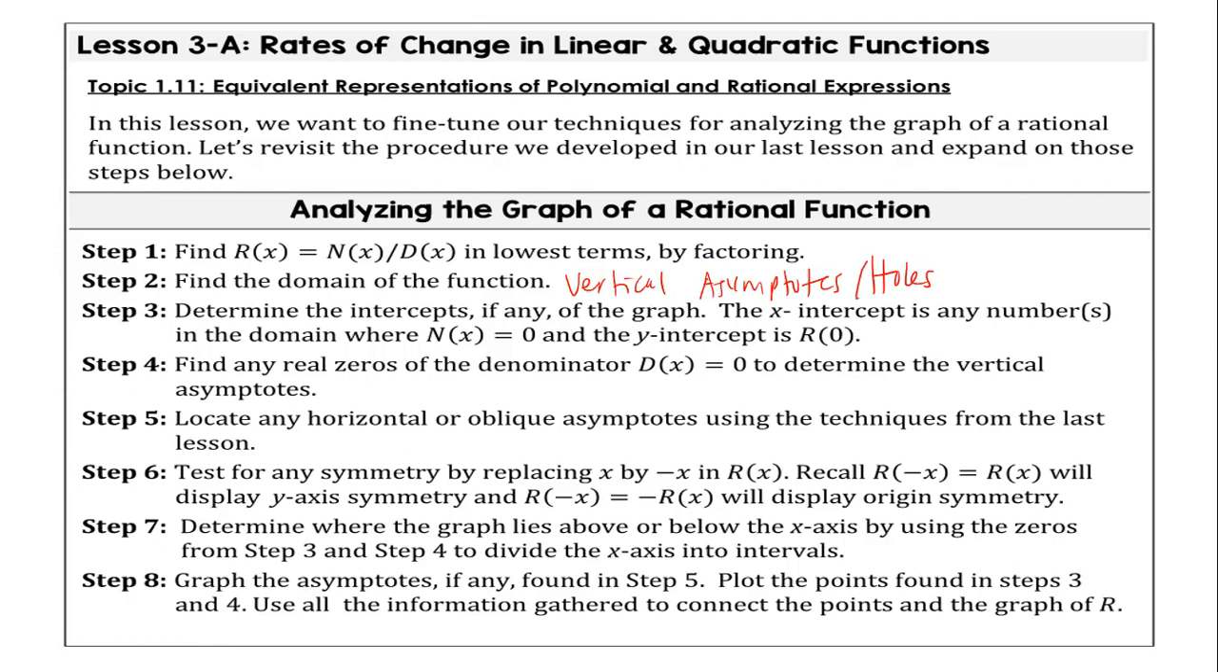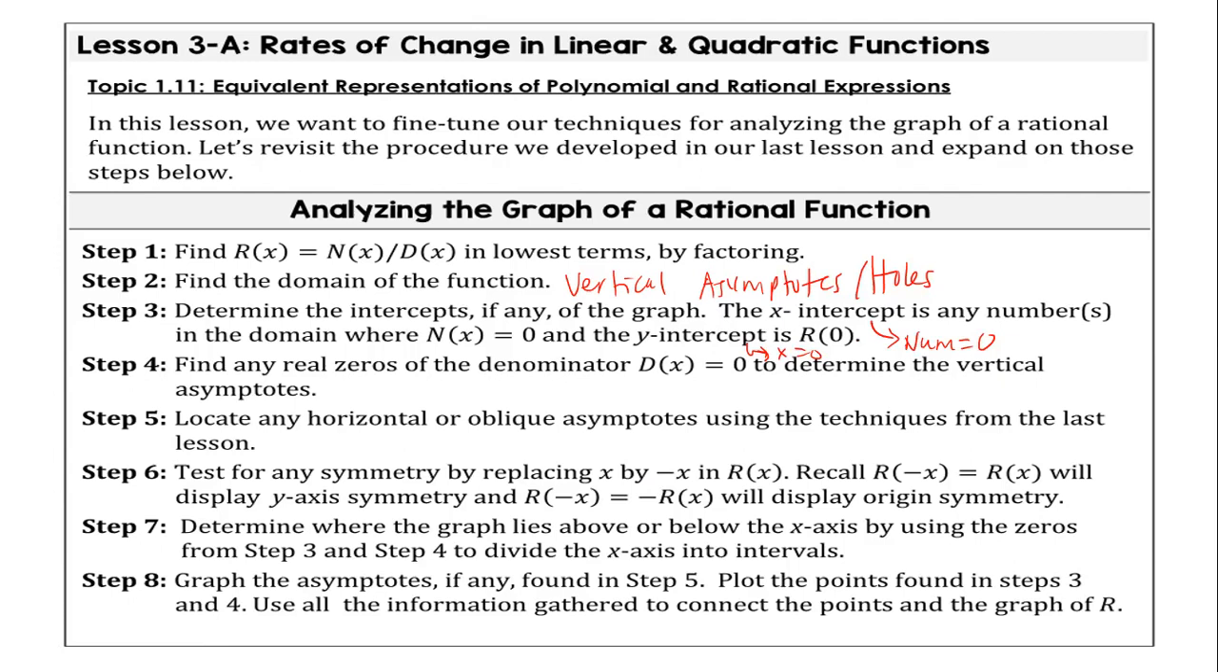Okay, you want to determine your intercepts, if any. The x-intercept is any number in the domain where n of x equals 0, and the y-intercept is r of 0. So basically, for your x-intercept, you're going to set your numerator equal to 0. And for your y-intercept, that means you're setting your x equal to 0, and simplifying.